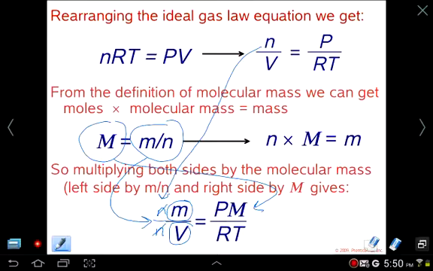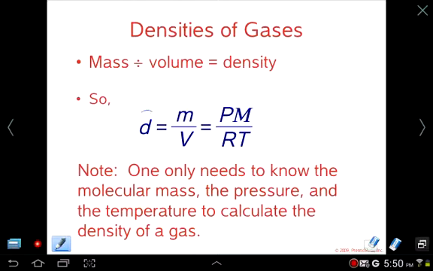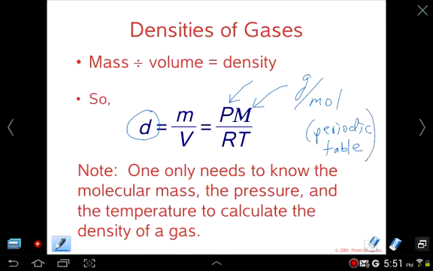Again, if how we rearranged this doesn't make too much sense, don't worry, as long as you see what the equation looks like in the end. And here it is: the density of any gas equals the pressure of that gas multiplied by the molecular mass of the gas, which, remember, is grams per mole from the periodic table, divided by R and T. This says that one only needs to know the molecular mass, the pressure, and the temperature to calculate the density. So we can theoretically calculate the density of any gas under any conditions. This is a pretty powerful tool.